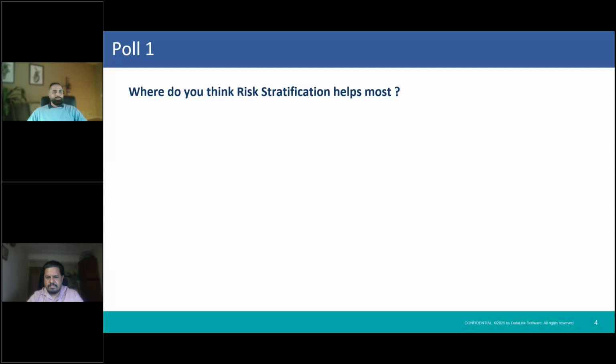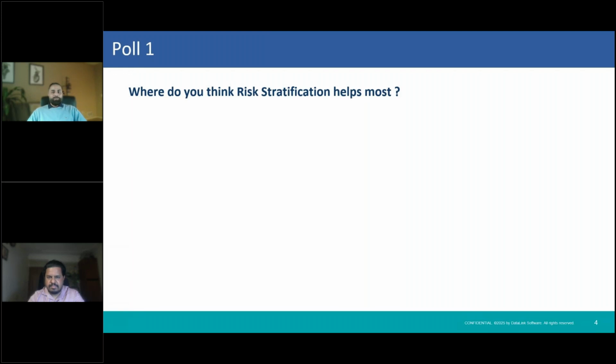Okay, Sarab and Priyank, are you able to see this on your screen? I can see the results, yes. Okay, so I'll just read them real quick. Care planning and coordination, financial planning 4%, and all the above 73%, the clear landslide winner. Absolutely right, and that's how risk stratification is currently being used.